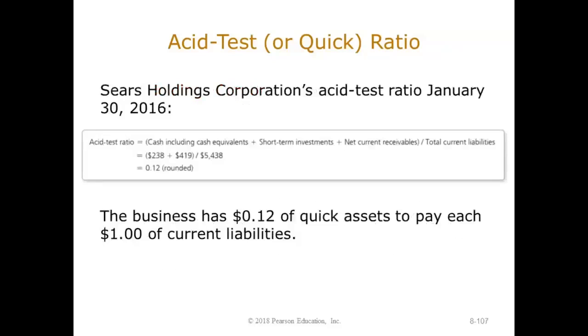So in this case with Sears Holdings, we're going to take our cash and cash equivalents, short-term investments, and net current receivables divided by current liabilities, and we're going to get a quick asset test of 0.12. Okay, so we've got about 12 cents of quick assets to pay for each dollar of current liabilities. Again, the higher the acid test ratio, the better off you're going to be.